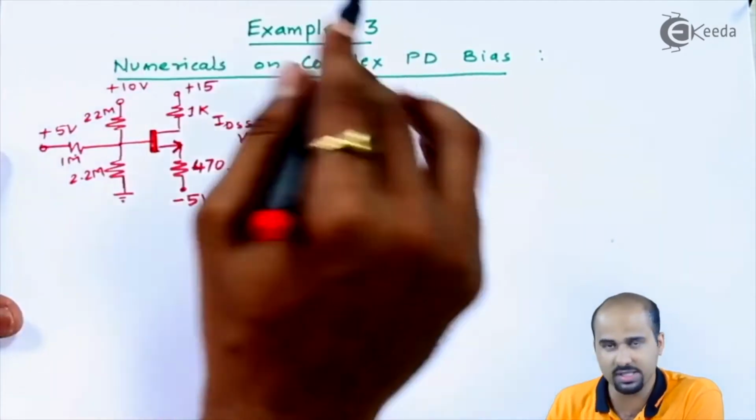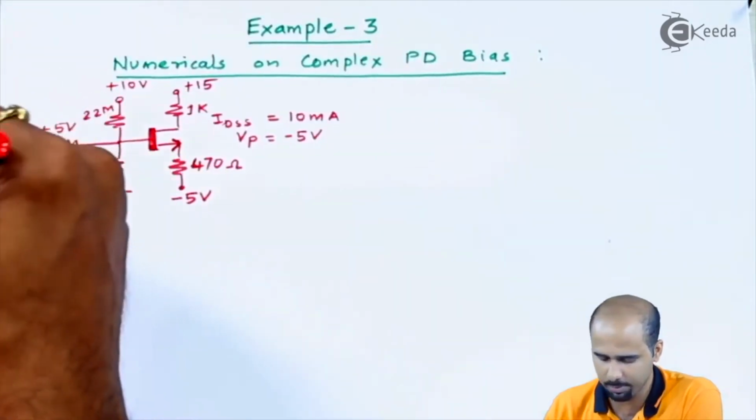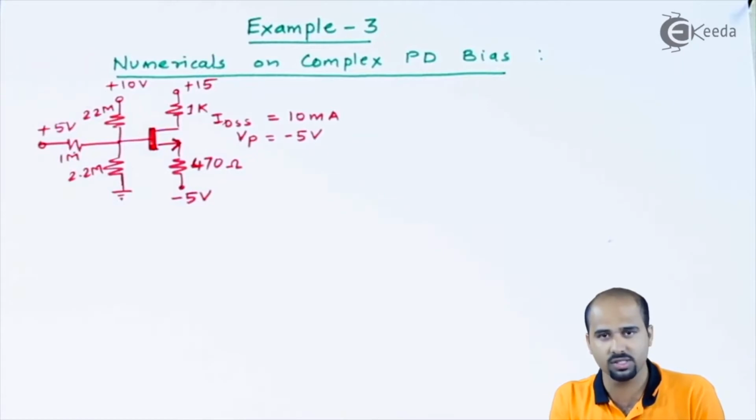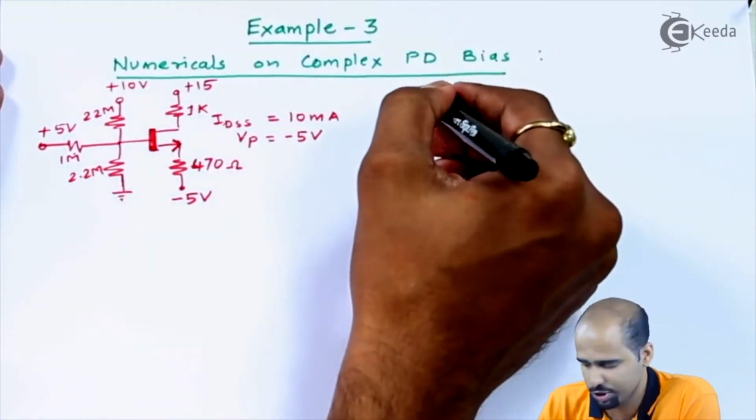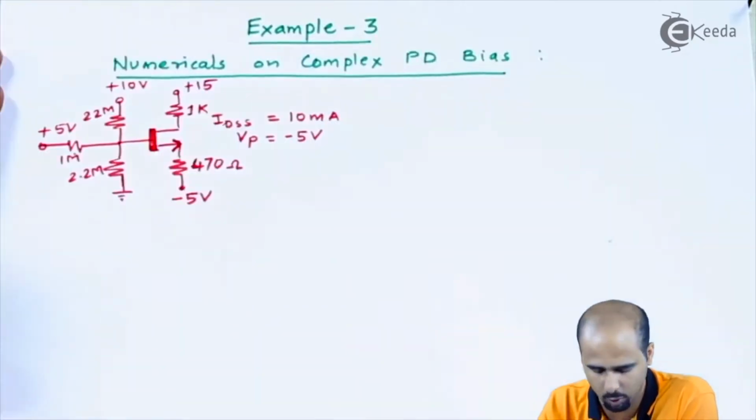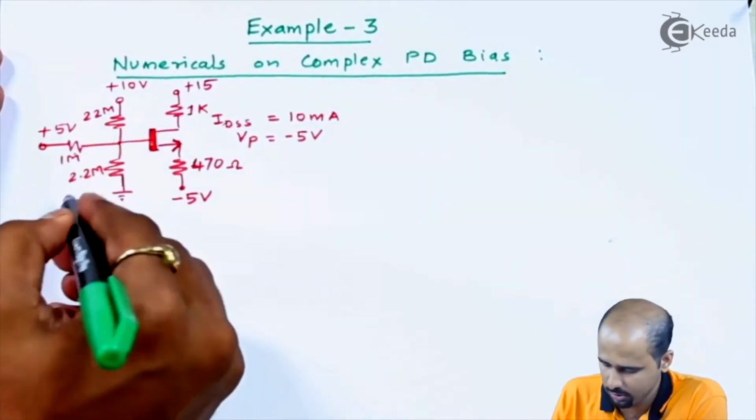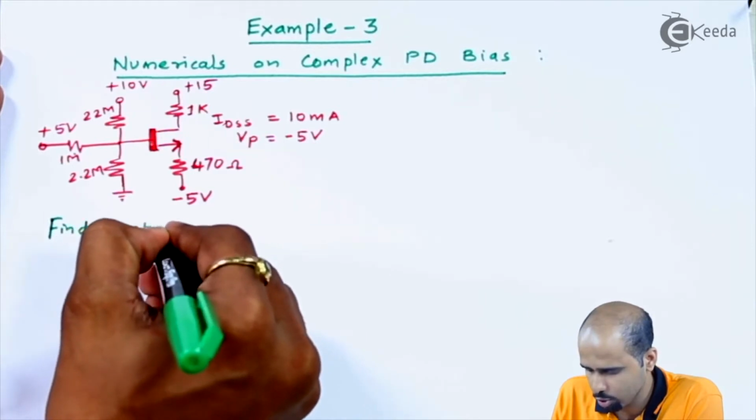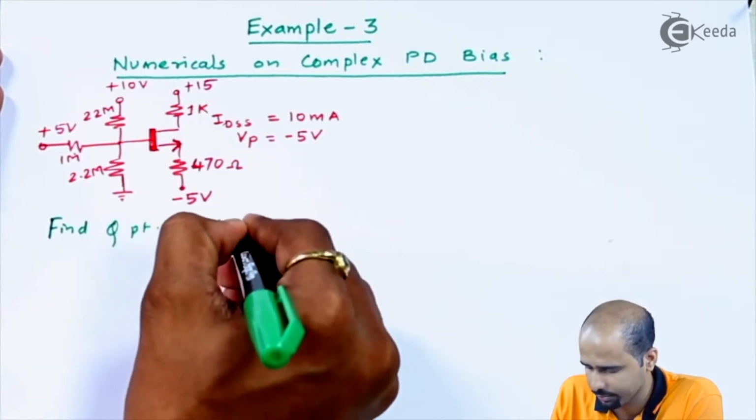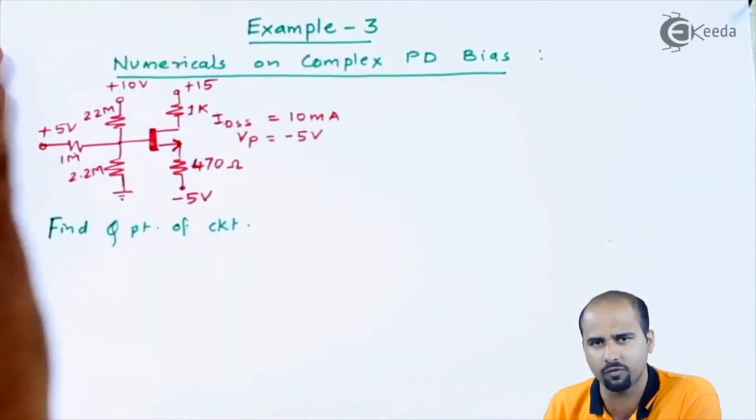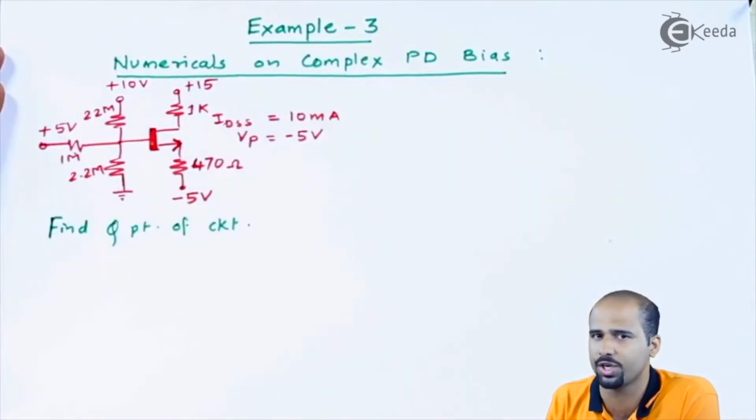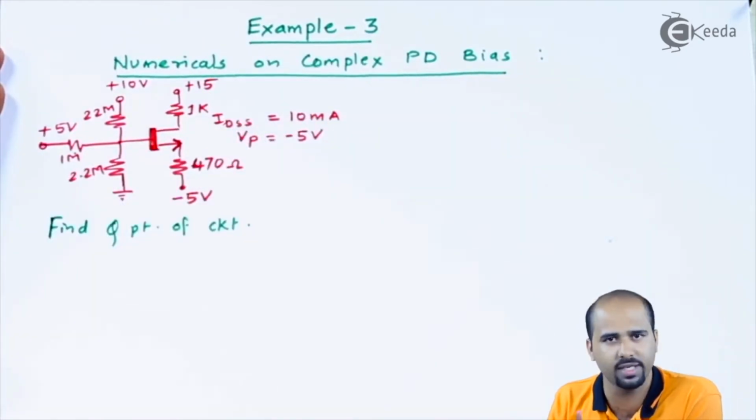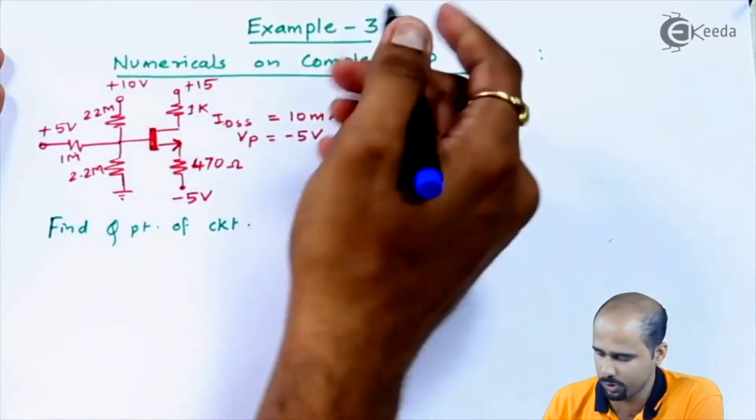Okay, so let us figure out how we can solve the first step using the superposition theorem. Obviously your question will be: find the Q point of the circuit. Very simple, straightforward questions. You just have to follow the steps, but in step number 1 you may get stuck. So this is how you will proceed further.